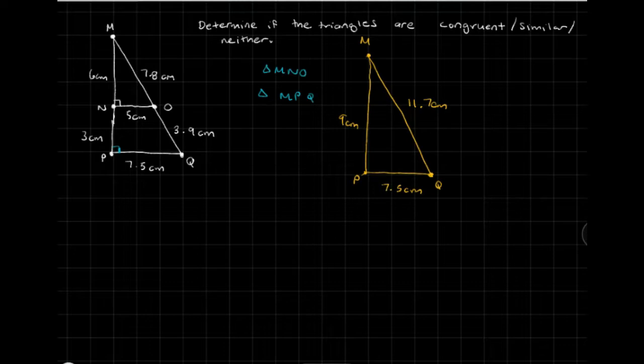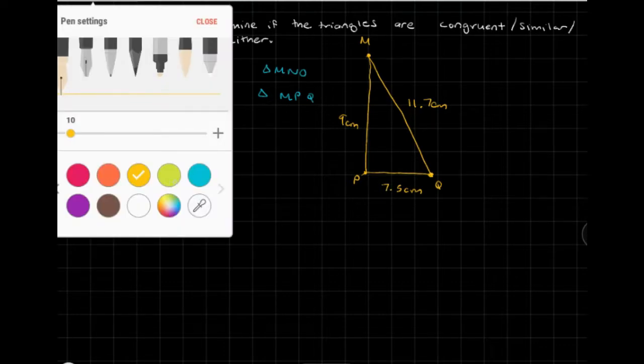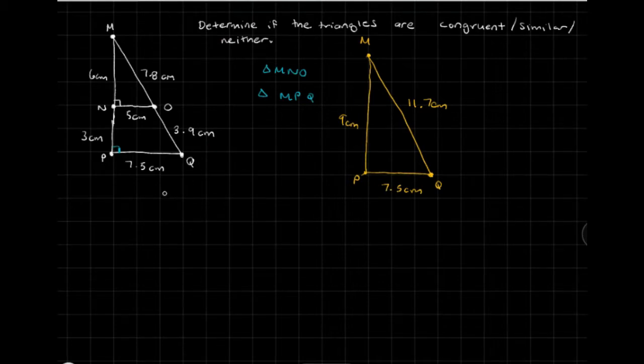Now let's compare MNO with MPQ and see if these are actually similar triangles. If they are similar triangles, they should have the same corresponding angles. So let's do a comparison here. Let's compare side length PQ with side length NO. PQ here is 7.5 centimeters, NO is 5 centimeters. If I crunch this out, 7.5 divided by 5, I get 1.5. So there's 1.5 times.